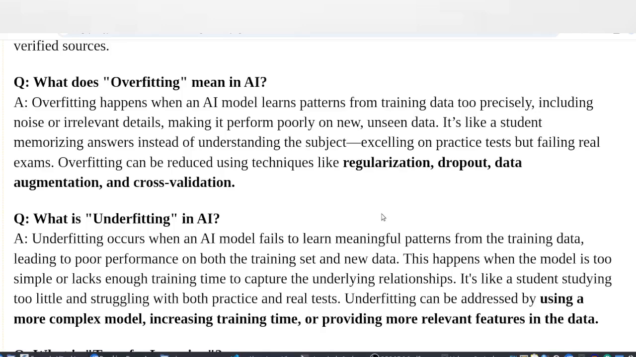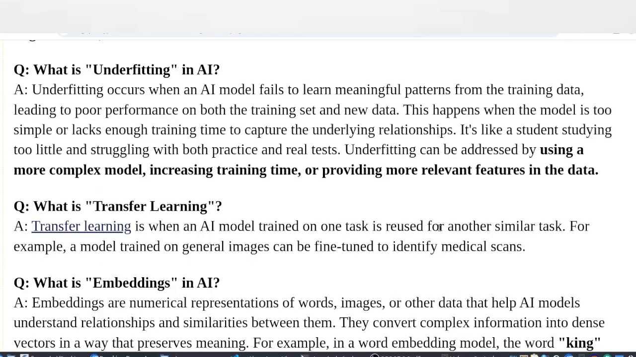In the training data, each data set will have features and labels, right? I'm just giving a simple example. So in that case, the number or quality of the features should be increased to avoid underfitting. Then, what is transfer learning?